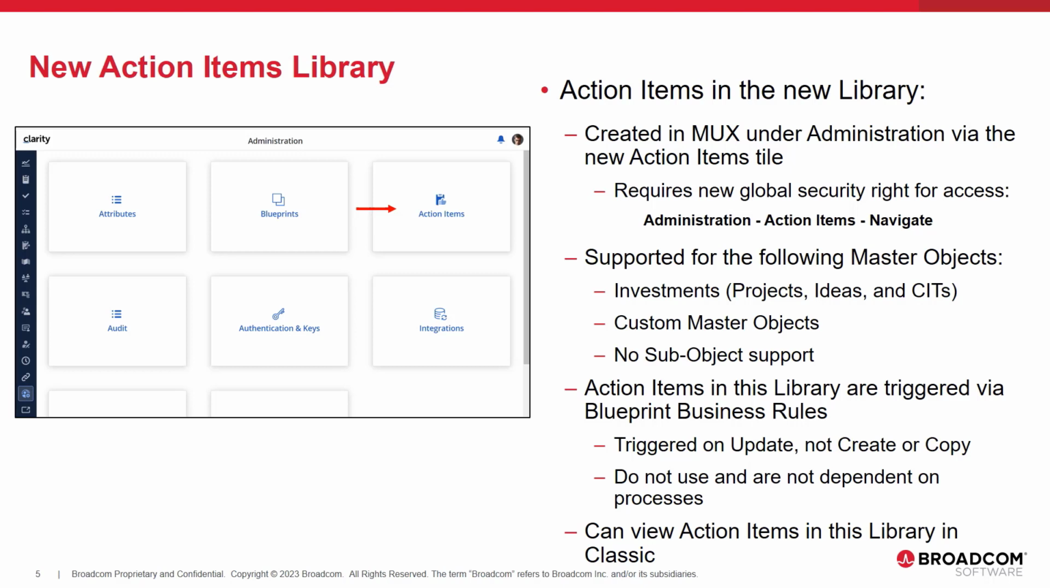As I mentioned before, action items in this library are not triggered via processes, and they're not even dependent on them. They're going to be triggered by business roles inside of blueprints. And these business roles will be triggered when users are updating data, not on creation or copy. Users will also be able to view action items from this new library in Classic under Organizer.